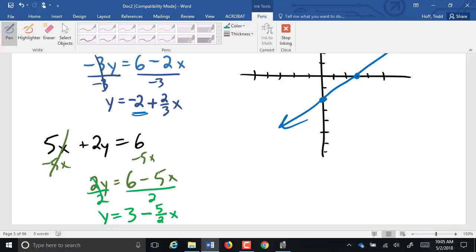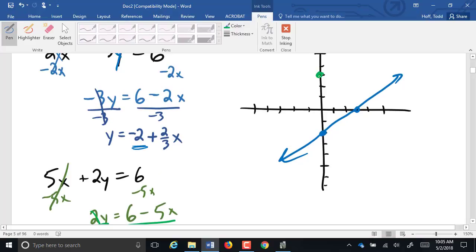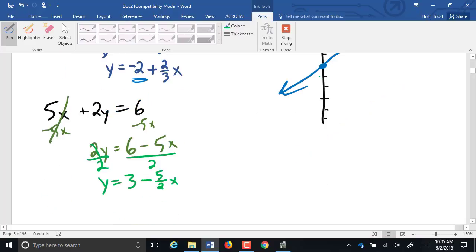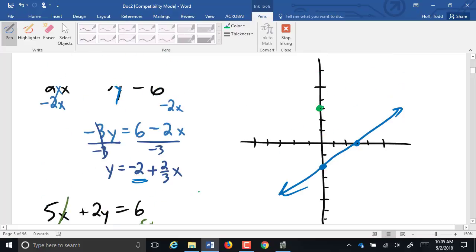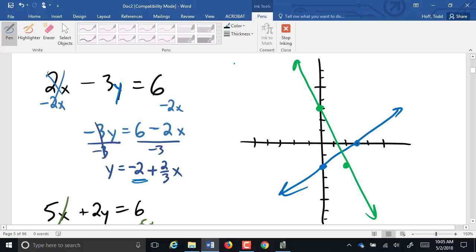So where do we start when we graph that? Positive 3 right there. And from there we go down 5 over 2. Just like that. What do you think? Good.